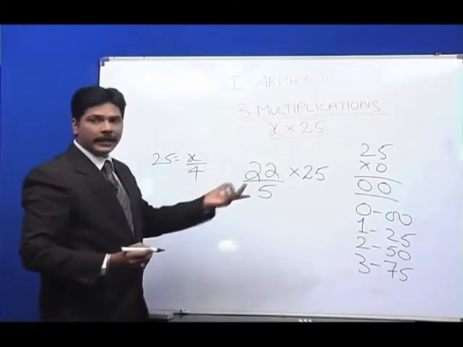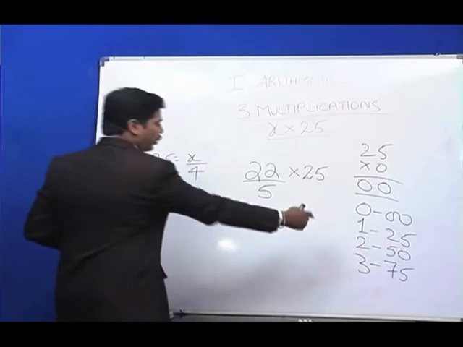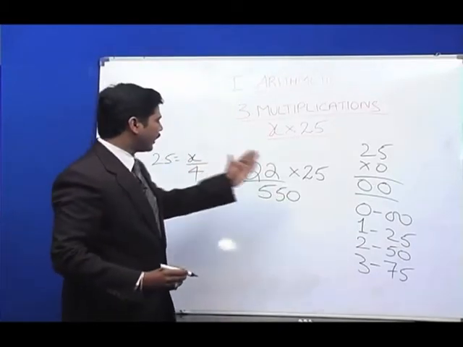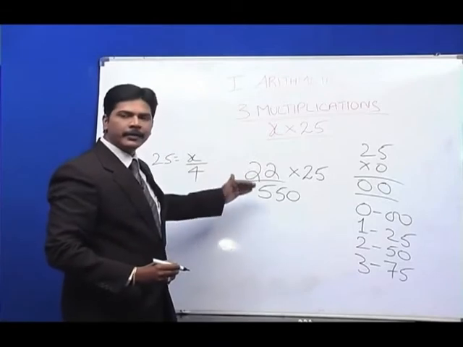4 times 5 is 20 with a remainder of 2. If the remainder ends in 2, the answer ends in 50. So when you multiply 22 times 25, you get 550.